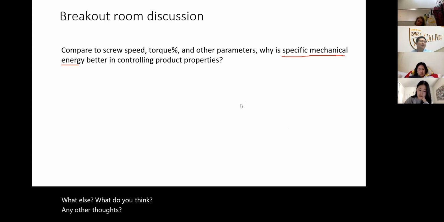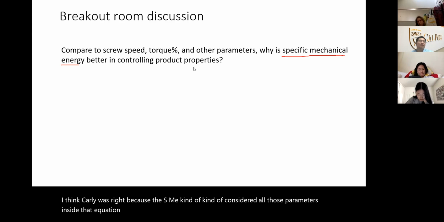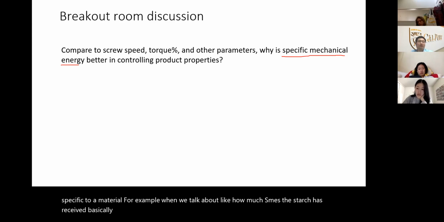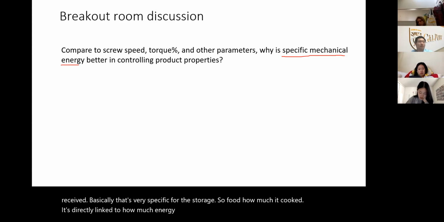I think Carly was right, because the SME considers all those parameters inside that equation, and they cancel something out. And more importantly, this is very specific to a material. For example, when we talk about how much SME the starch has received, that's very specific for the starch. So for a food, how much it cooked is directly linked to how much energy it absorbed, right?